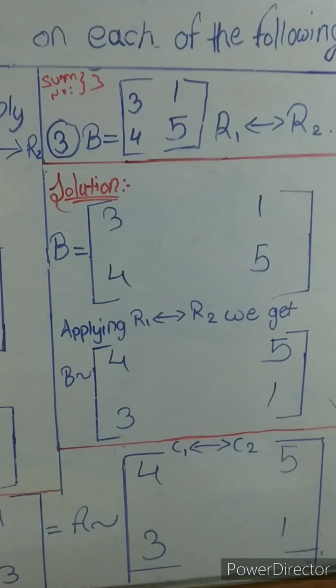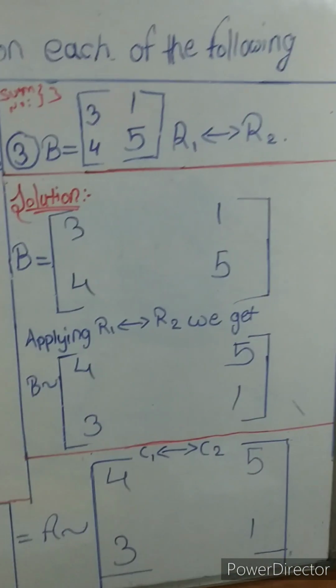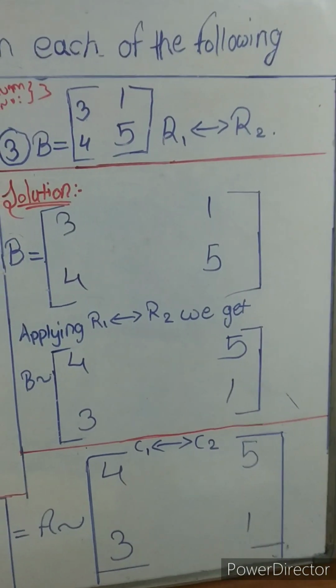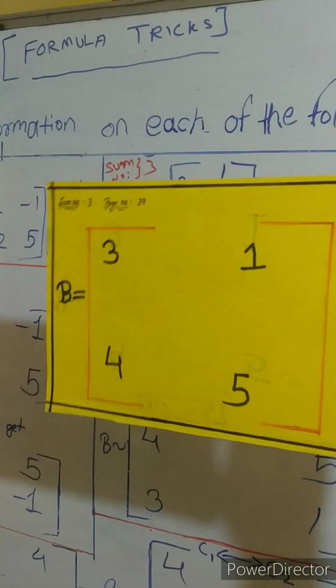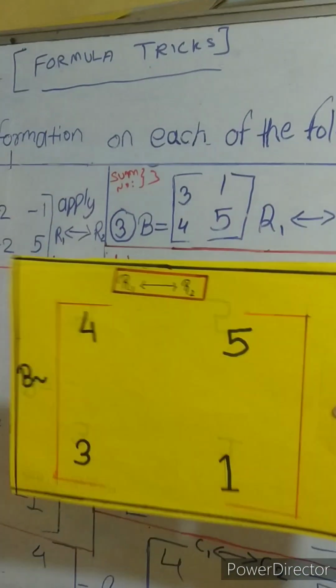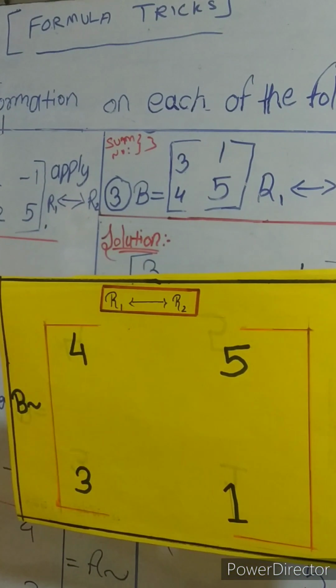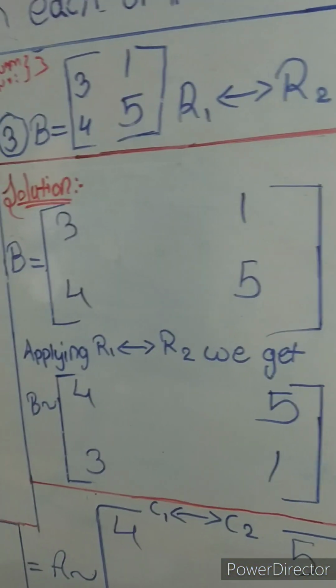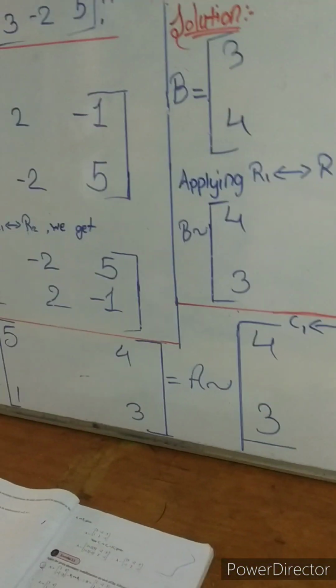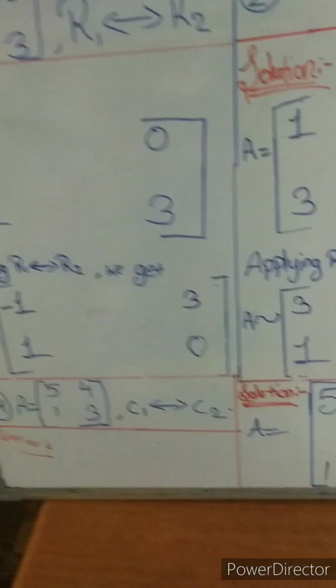Next, sum number 3: [3, 1; 4, 5]. The elementary transformations like that. I made a chart: [1, 3; 1, 4; 5]. You just rotate, and we get the answer [4, 5; 3, 1]. I have written it on the board given below. Same like that, the column.